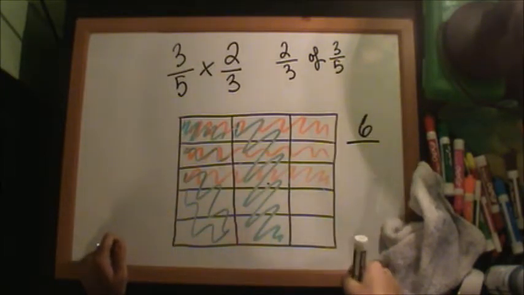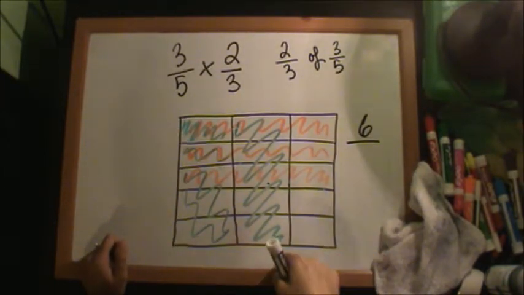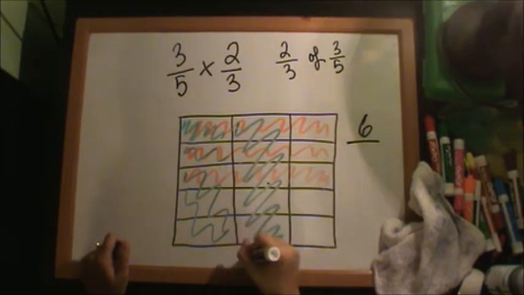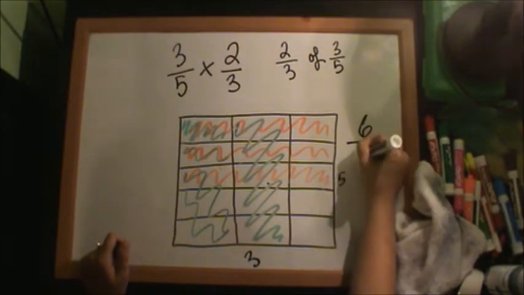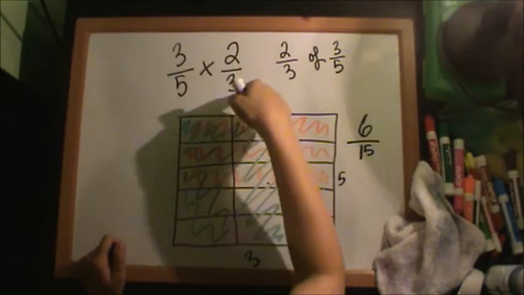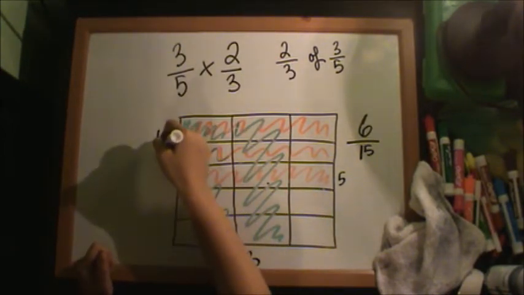What is the whole now? Because I divided it into a bunch of new pieces. 1, 2, 3. 1, 2, 3, 4, 5. 3 times 5, I know that's 15. So 3/5 times 2/3 has to be 6/15.